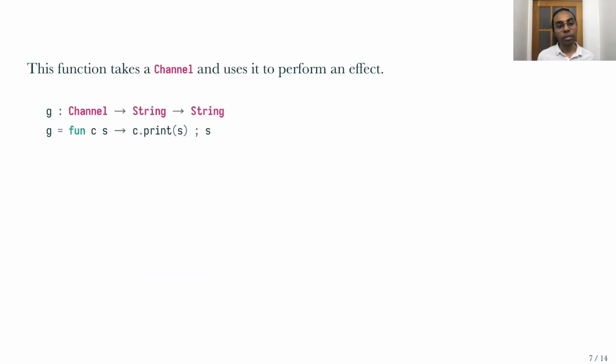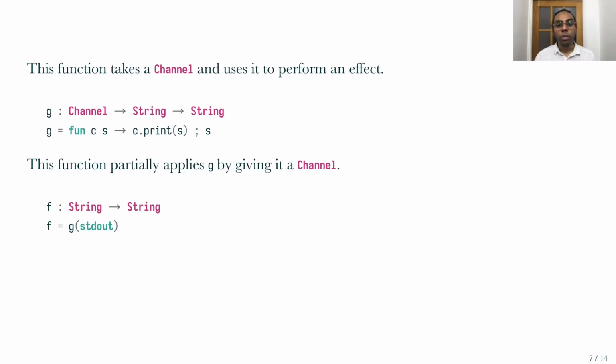So first, let's see how effects are being encoded in this language with some examples. Let's consider this function g. It takes the channel C and a string S, prints S on the channel C, then returns S. So this function is impure because it uses the channel it was passed to perform an effect. Now consider this function f from string to string. This is also impure, but it is defined by partially applying g to standard out. Now, standard out is a channel that's available in the global environment. So there is a difference between f and g. G is safe because it uses the channel that was passed as an argument, but F uses standard out, which is used from the global environment.